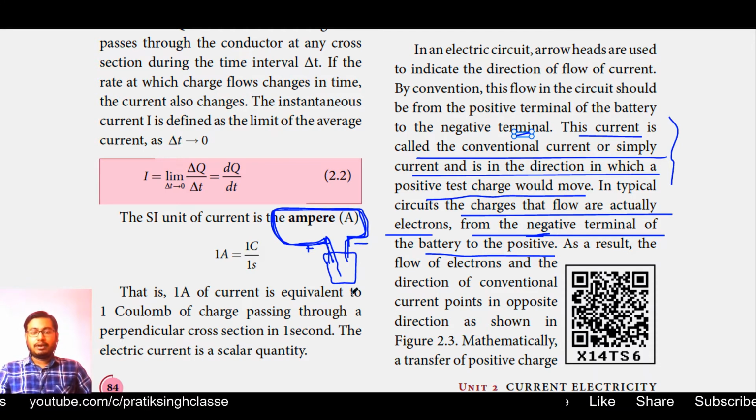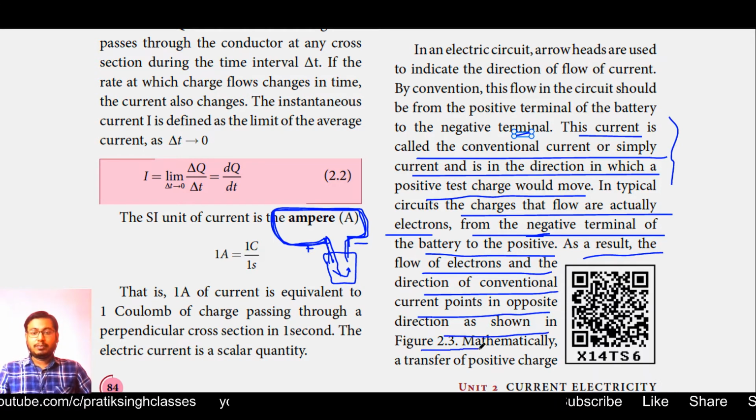That means from the battery in the outward direction, it is from the negative charge, then it comes back through the conducting material or conducting wire to the positive charge, and inside the battery, the negative charges flow from the positive terminal to the negative terminal, till the time the potential of both the terminals becomes equal, or the potential difference becomes zero. As a result, the flow of electrons and the direction of conventional current point in opposite directions, as shown in figure 2.3 above, as we have seen.